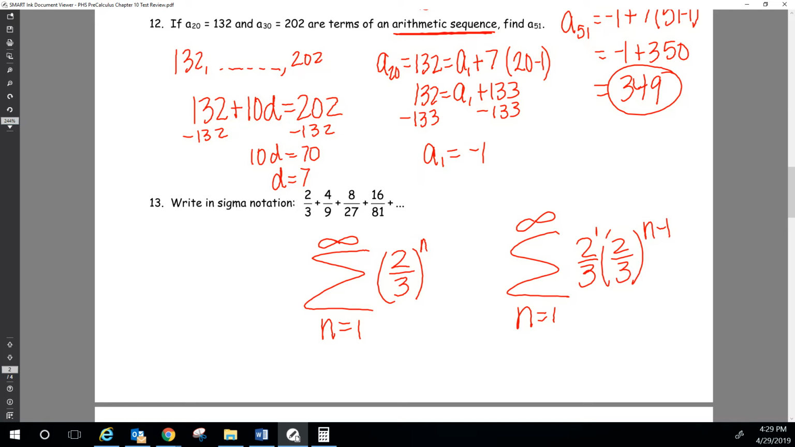And how we got that is, this is my first term, 2/3, then notice this one is 2 squared over 3 squared, 2 cubed over 3 cubed, 2 to the 4th over 3 to the 4th, so on and so forth. So that's a geometric series.